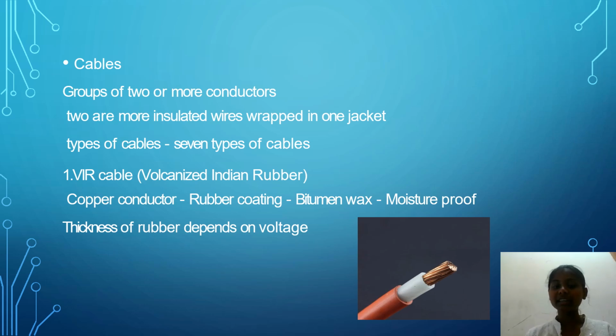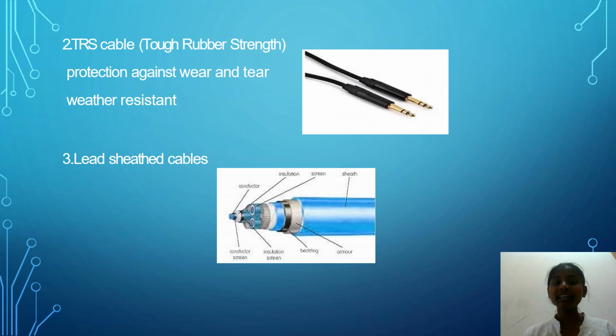And the second type is TRS cable. TRS means tough rubber sheathed. There is a copper conductor, and around the copper conductor we are providing TRS, right? This gives protection against wear and tear and is also weather resistant.